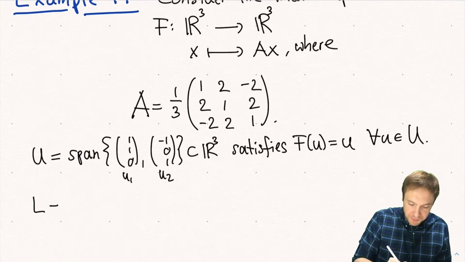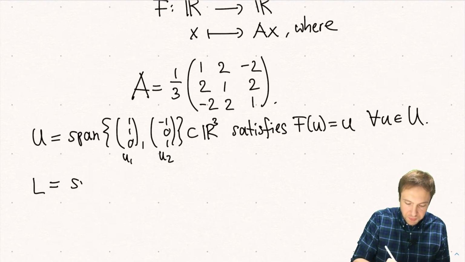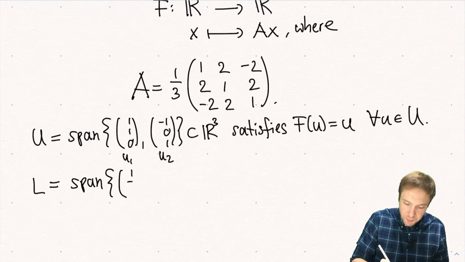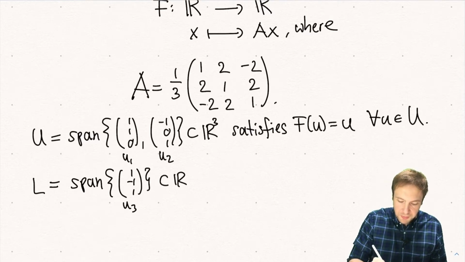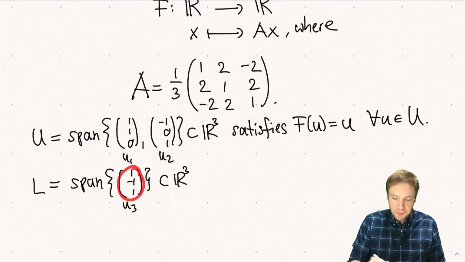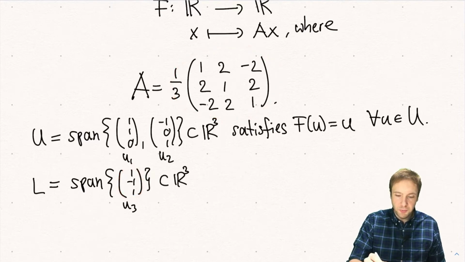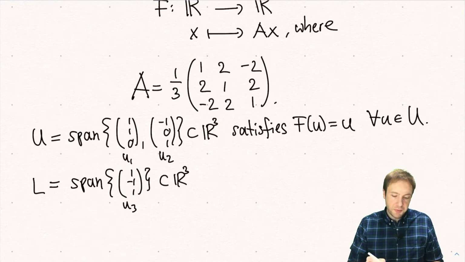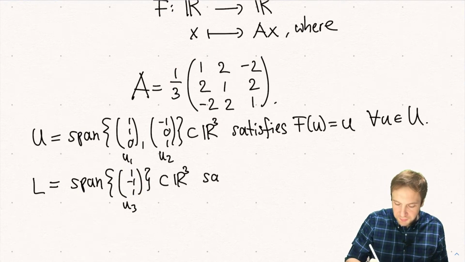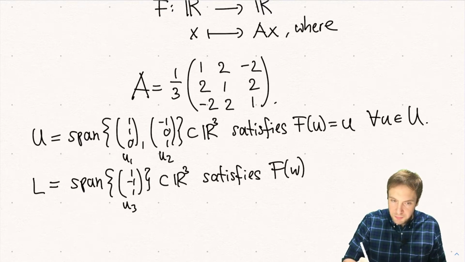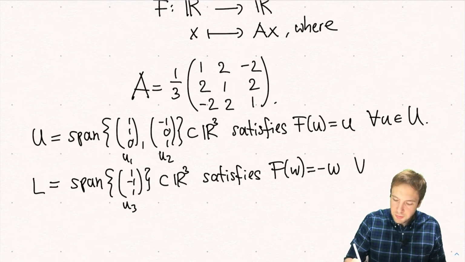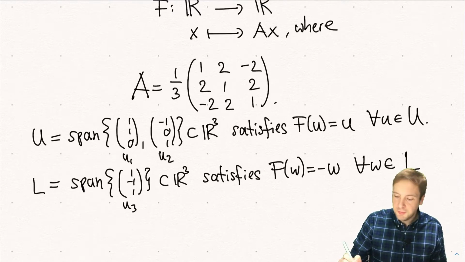And then let's consider this subspace L, which is the span of this vector 1, minus 1, 1, which I will call u3. This is a line in R3, so this is also a subspace of R3. And if you multiply this vector with this matrix, what you will see is that you get the negative of this vector. So this satisfies f of w equals minus w for all w in this subspace L.